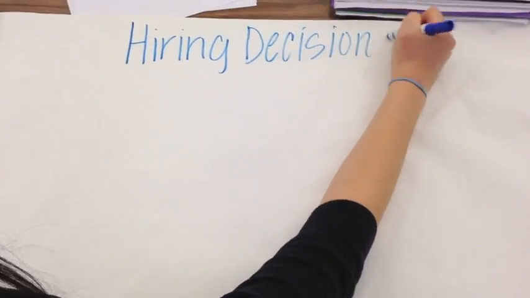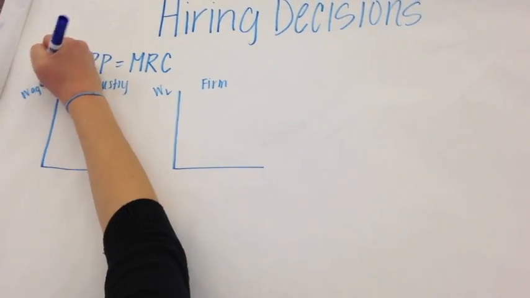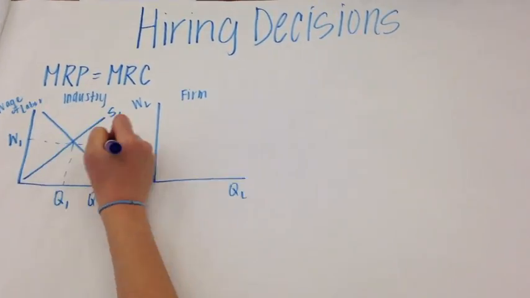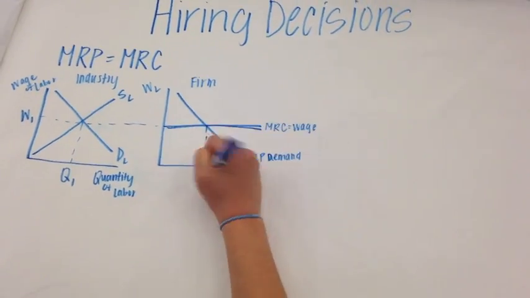Decisions. It's time to make some hiring decisions. So typically in the factor market, they hire at equilibrium in the industry. Individual firms hire when MRP equals MRC, because this is when the added benefit of hiring a worker is equal to that worker's cost.